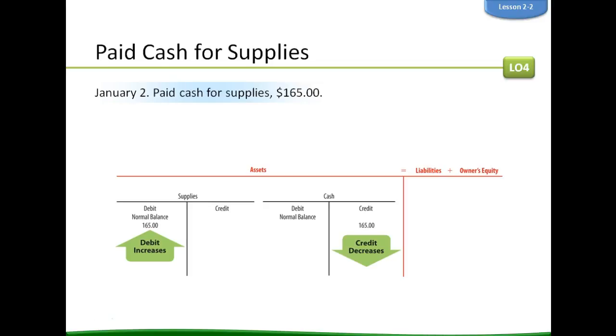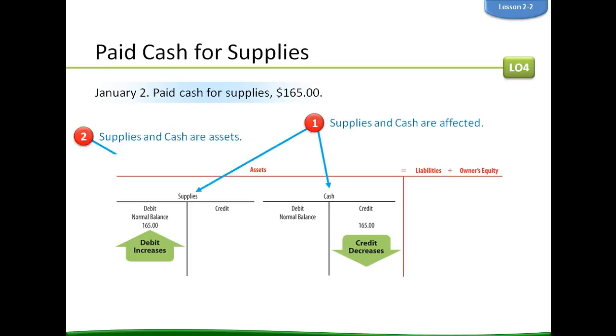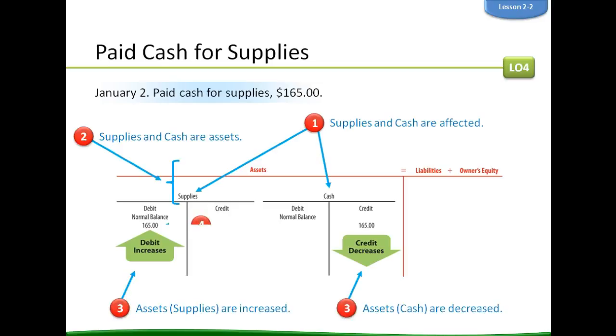Now, our supplies are increasing. Our cash is decreasing because we paid out cash for these supplies. And as we're looking at the T accounts, both cash and supplies are assets to the business. So an increase is going to be the debit, the decrease is going to be the credit. Okay, so supplies are debited or increased.